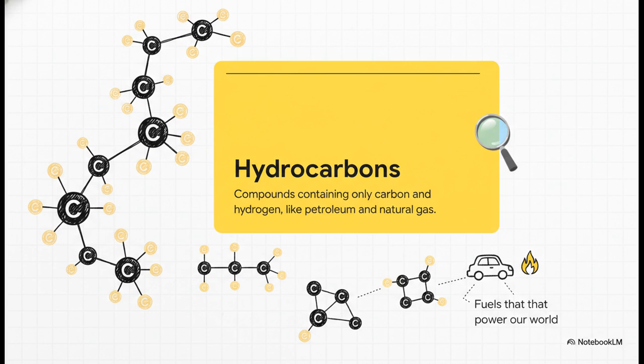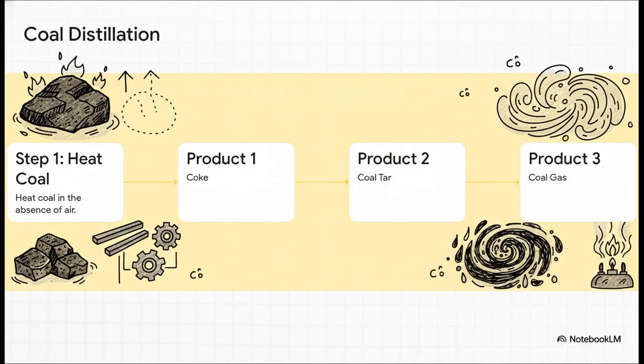Catenation lets it form these super long chains, and tetravalency lets it grab onto hydrogen atoms to fill out its structure. And the result? The very fuels that power our world, everything from natural gas to petroleum. Carbon's versatility is also absolutely key to industry. I mean, take coal, for instance. If you heat it way up without any oxygen around, that's a process called destructive distillation. You can actually break down its complex carbon structures.